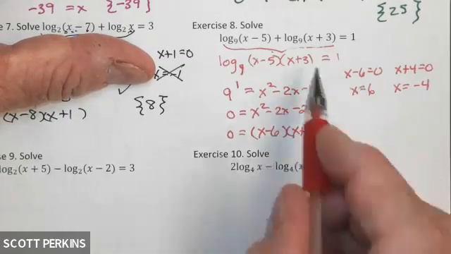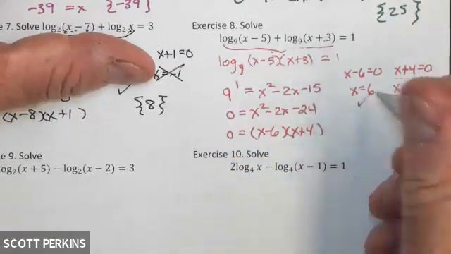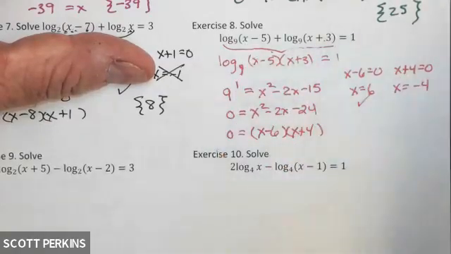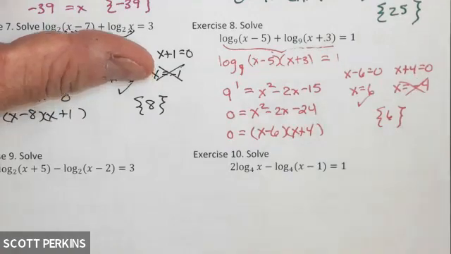When I check them, 6 makes both of those positive. It works out. Negative 4 makes both negative. So I'll throw it out. And so my solution is 6.